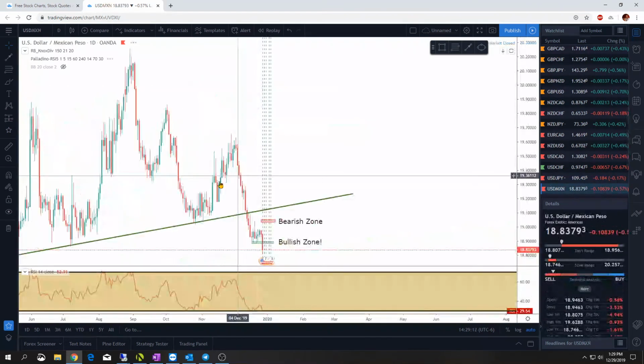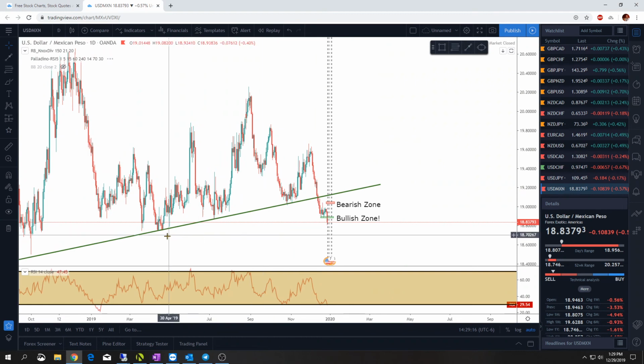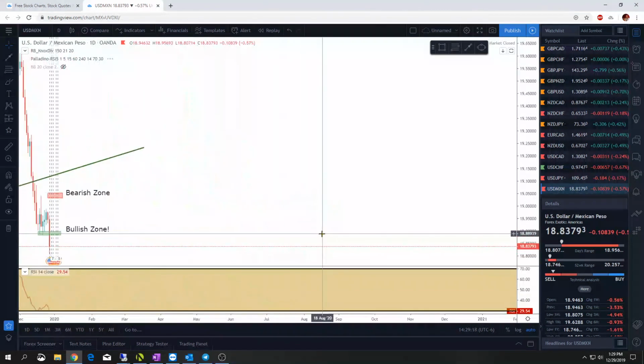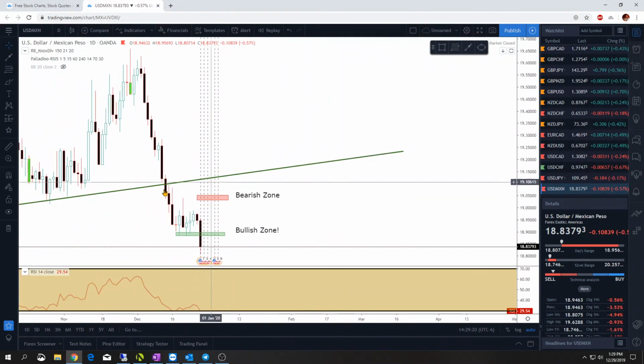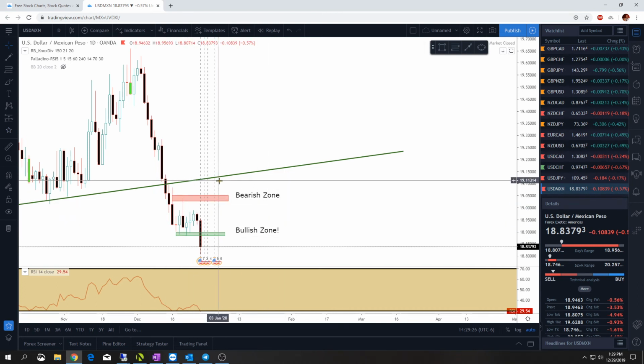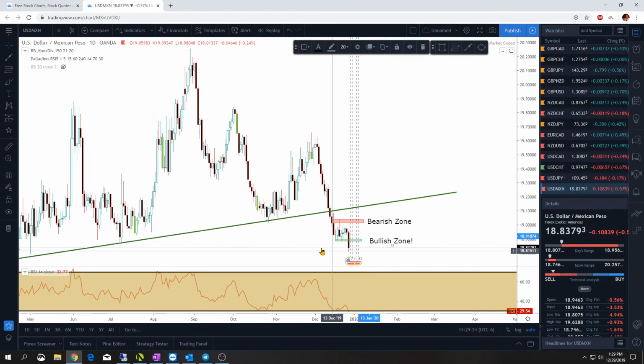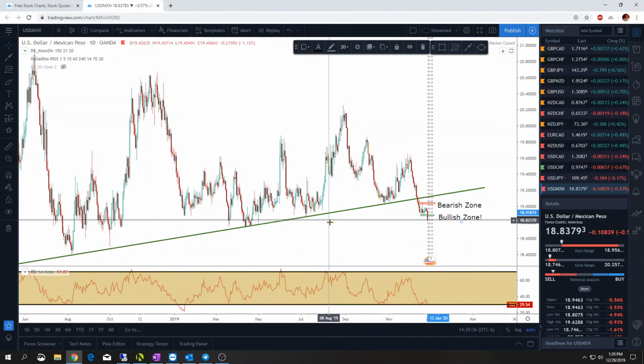Let's just look at the US Mexican peso. This isn't a pair that I trade all the time. Actually, I don't trade it much at all anymore, but I get a lot of questions and comments about it. We've been looking for a retest of this, and on last week's dollar weakness, you could see it blew past our bullish zone. Now we're really getting close to this support level that we've had for quite some time.